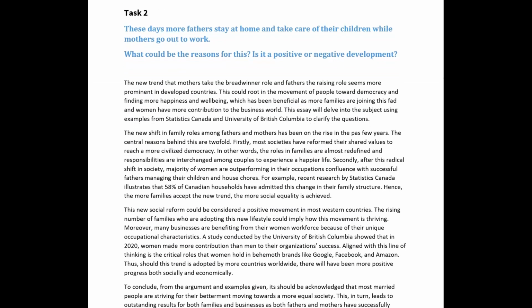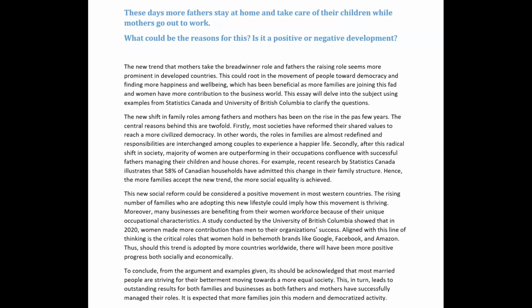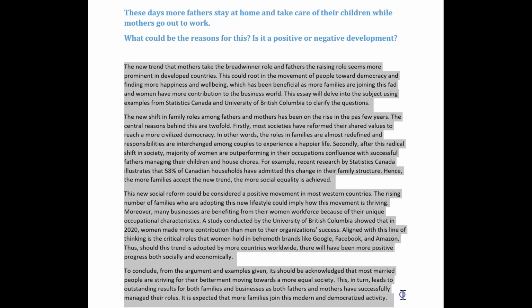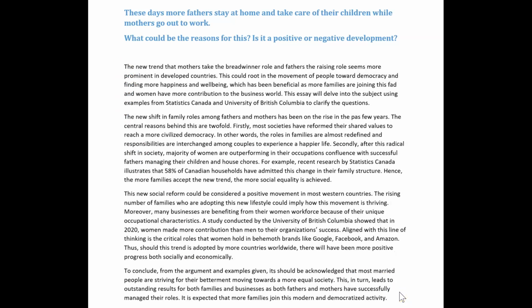These are more fathers stay at home, take care of the children while mothers go out to work. What could be reasons? And is this positive or negative? The new trend. Here we go. Quite long. Watch out. Okay, don't get too excited. You've got 40 minutes. It's important to be able to express yourself in this amount of words. You don't have the luxury to keep going.